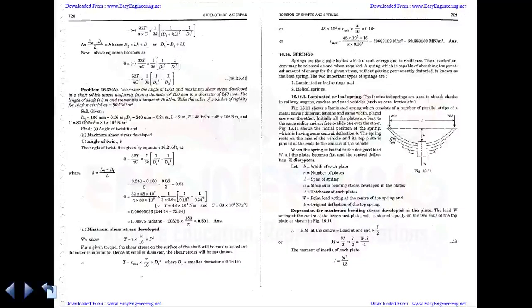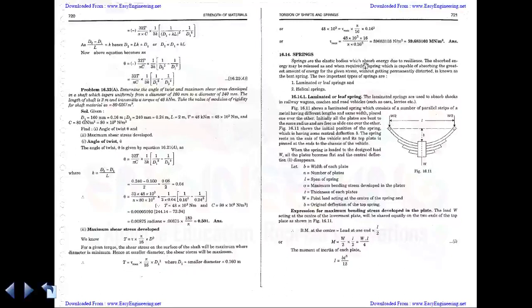Good morning, everyone. For the next session, this is lecture 6. It starts with springs. In the previous week, we have seen torsion and other things. This week, we are going to see about springs.